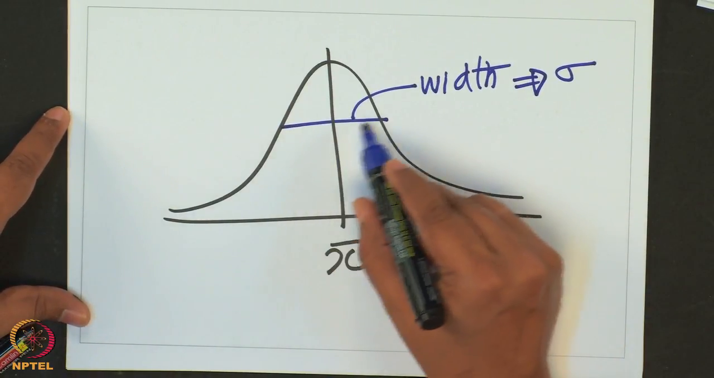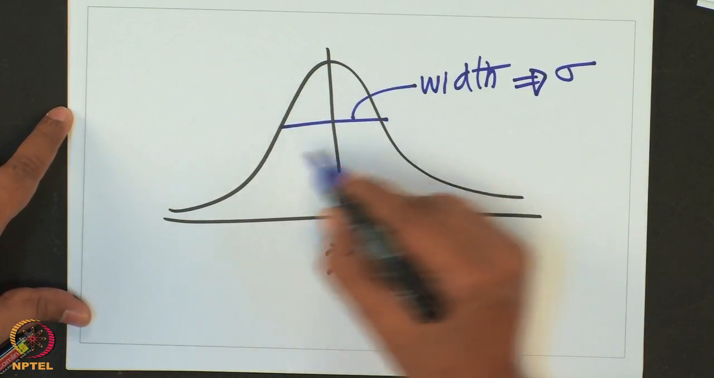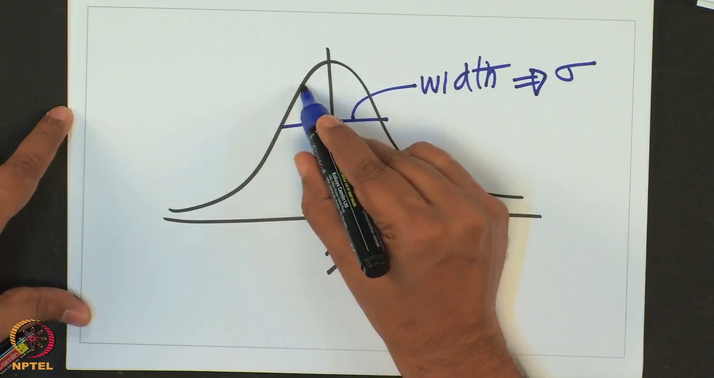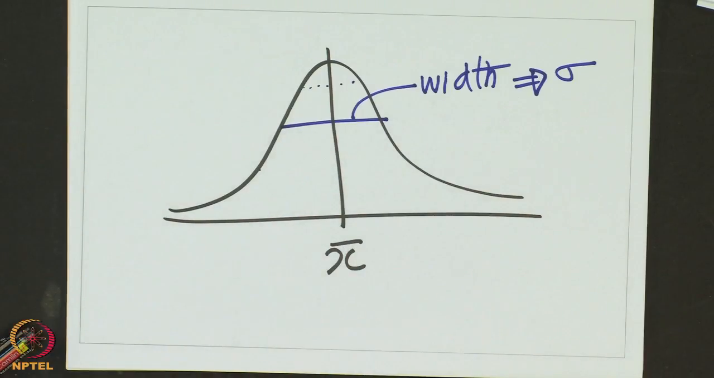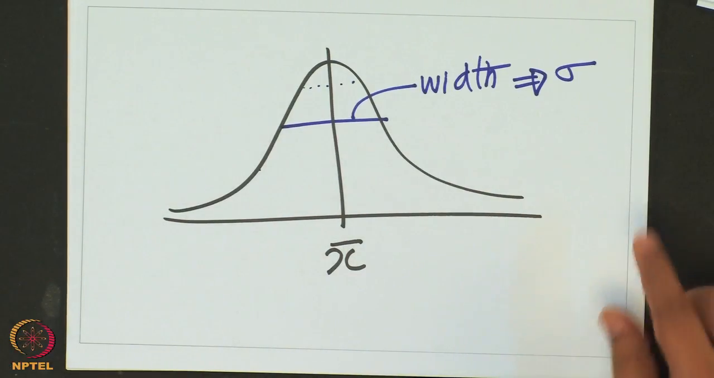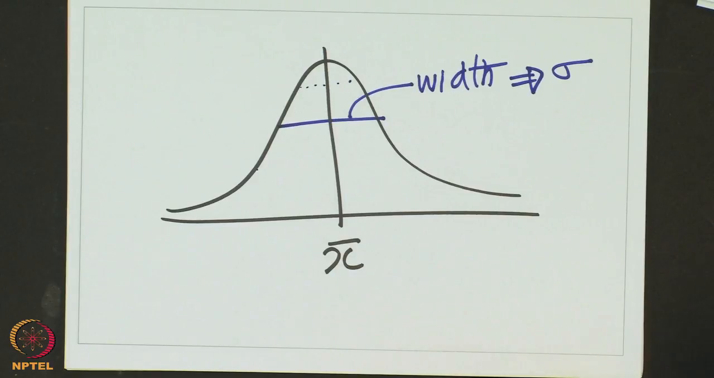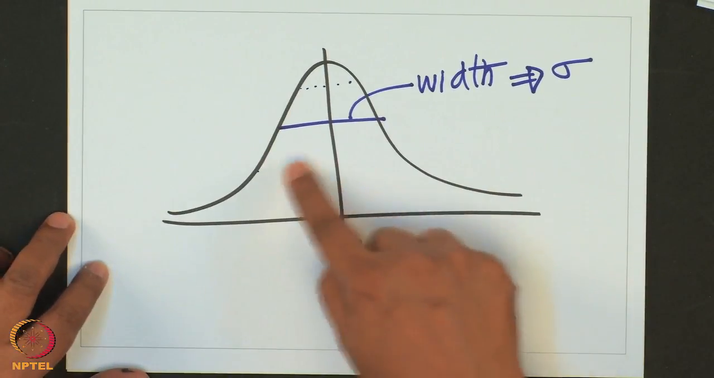But this width we can measure at different places. So where will we measure the width? I can measure the width here, or I can measure the width here. If I measure the width of the distribution at some point, I would get the sigma. So let us think about measuring the width of this distribution.